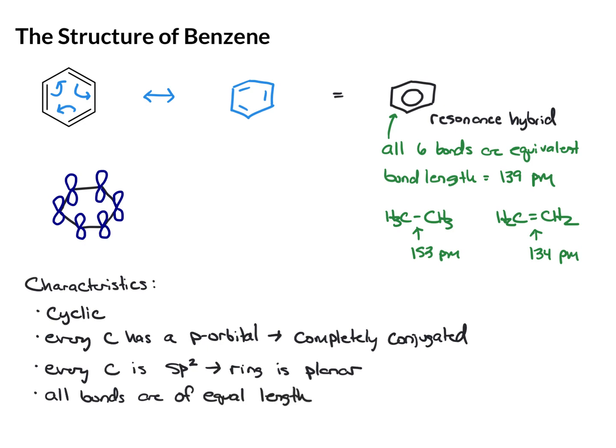And finally, if you were to count the pi electrons in benzene, each double bond contributes 2. So there's 2, 4, 6. So benzene has 6 pi electrons. And we're going to learn later what this means, but that 6 pi number is known as a Huckel number.